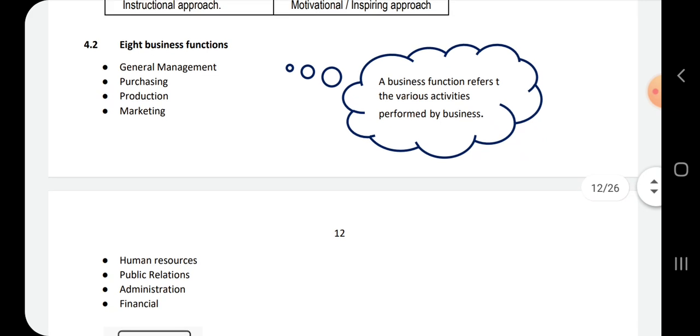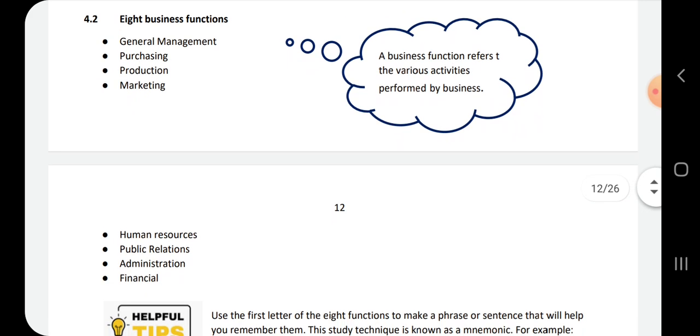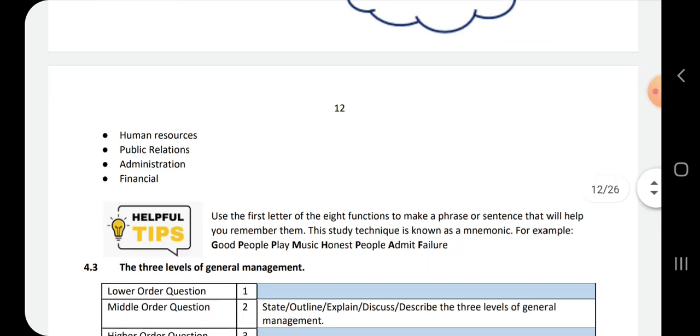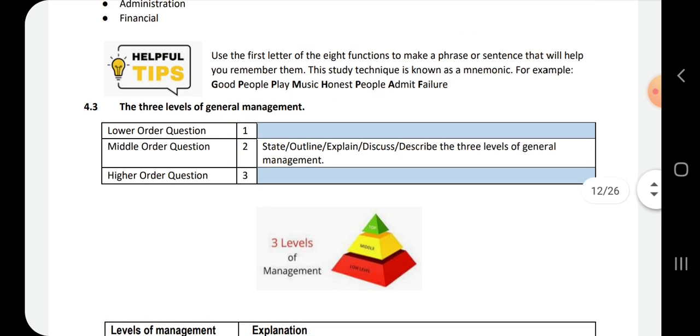So the 8 business functions: general management, purchasing, production, marketing, human resource, public relations, administration, and finance. A business function refers to the various activities performed by the business. I've covered that as well.